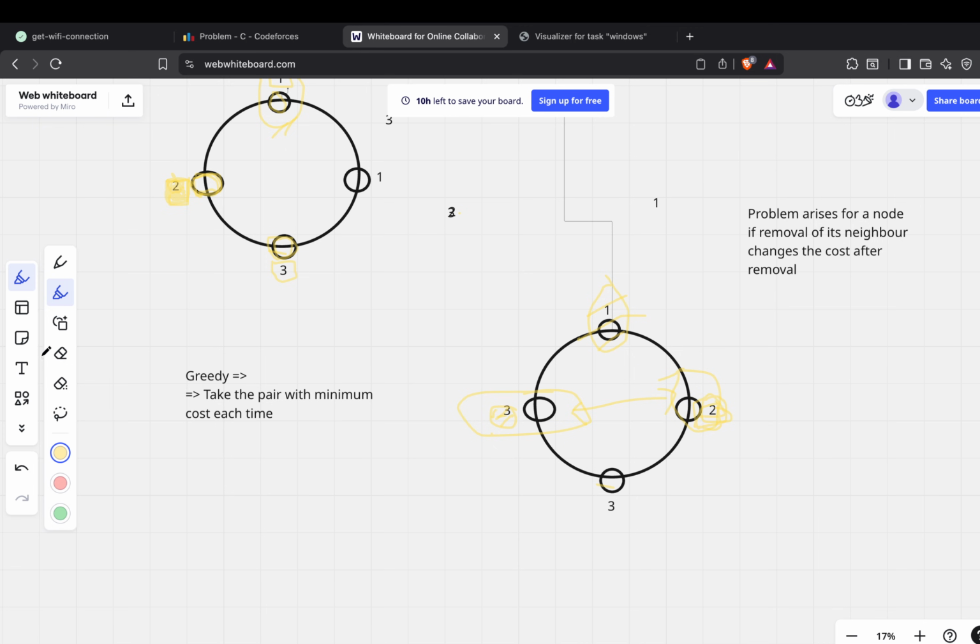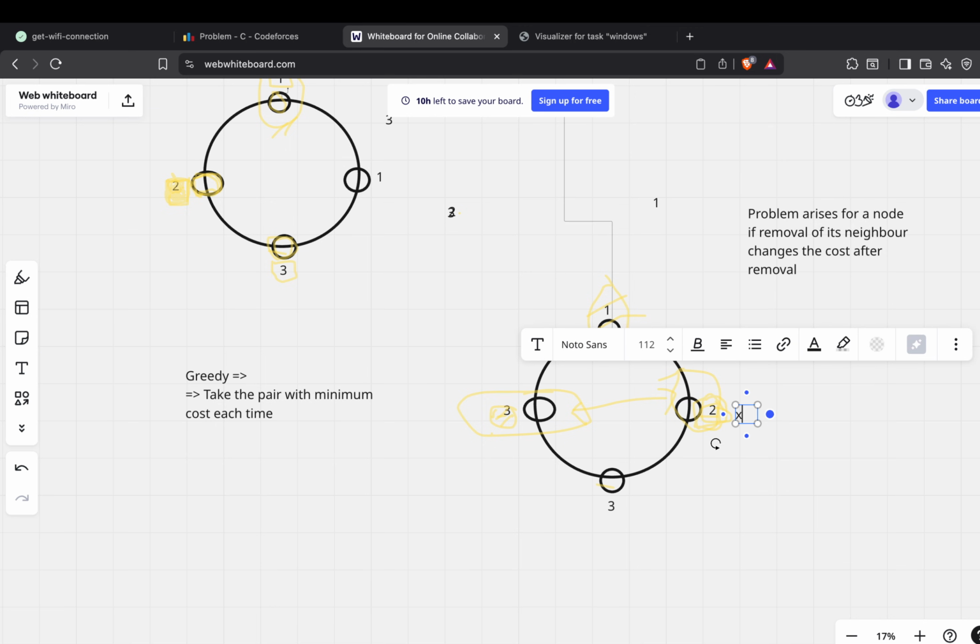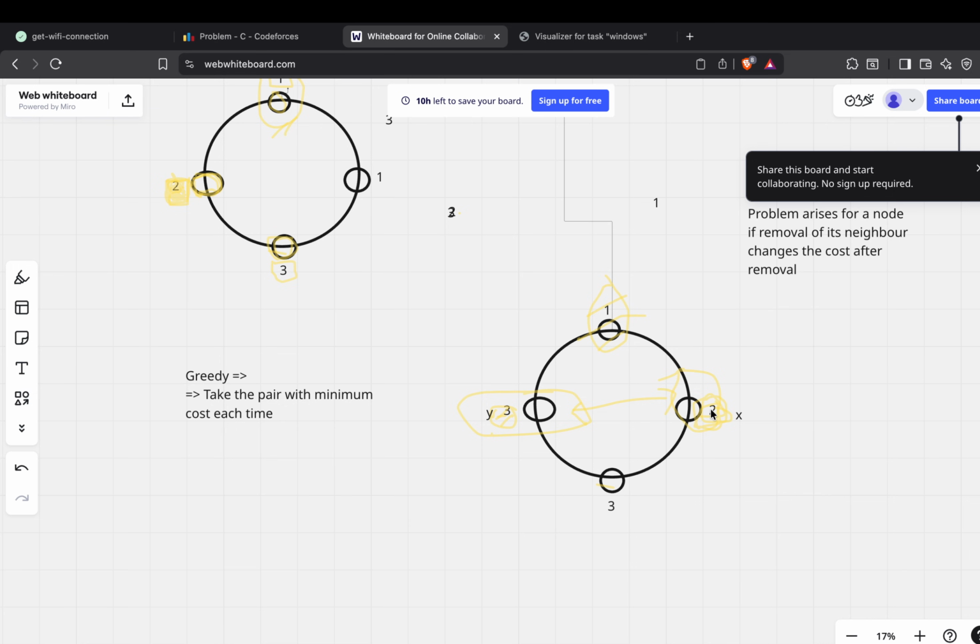So if this was x and this was y, then x must have to be greater than y for a change in cost. So if x is greater than y, we see that y becomes the newer pair with smallest cost, because the cost now becomes y and y is smaller than x. So this is a contradiction.